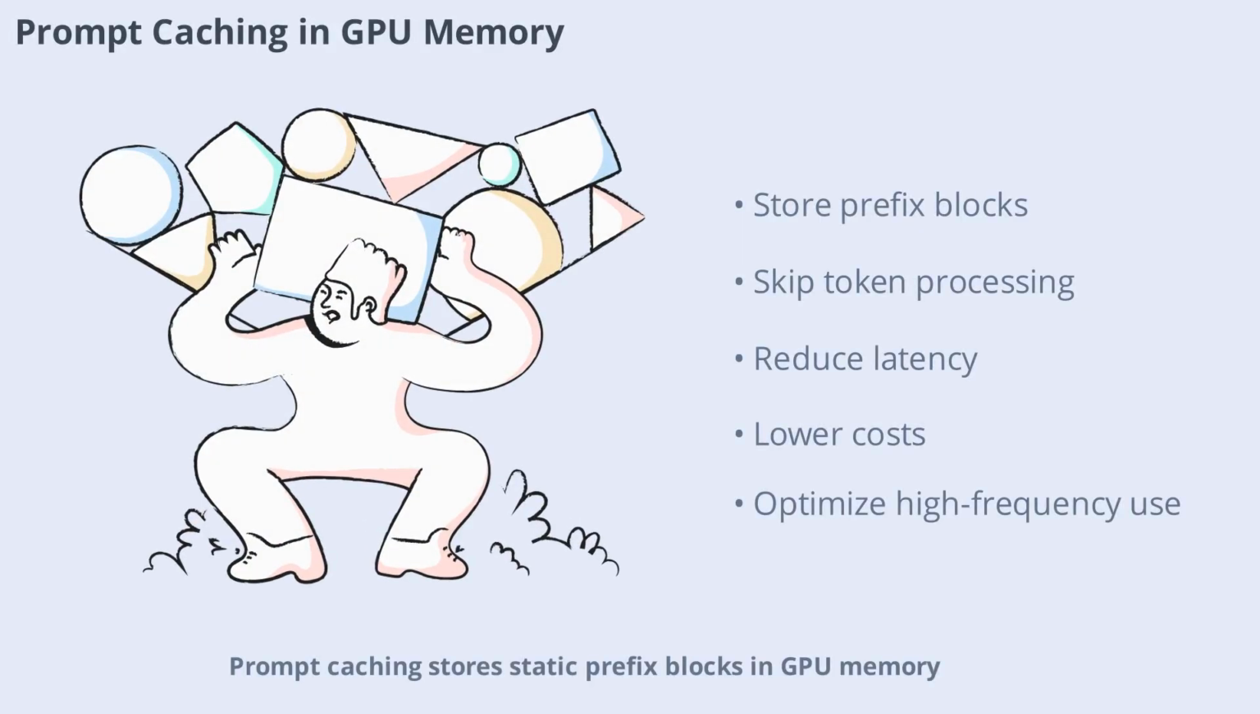Prompt caching stores static prefix blocks in GPU memory, allowing repeated API calls to skip token processing. This reduces latency and lowers costs, especially for applications with fixed context documents or system prompts. Use prompt caching to optimize performance in high-frequency scenarios.